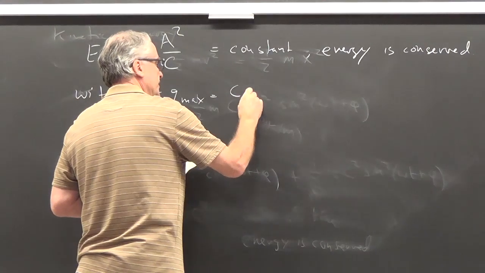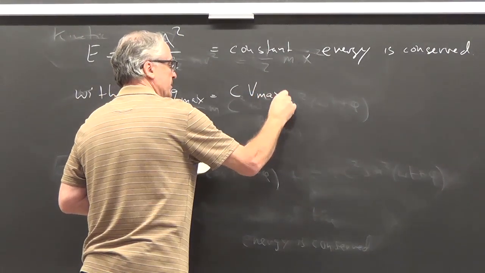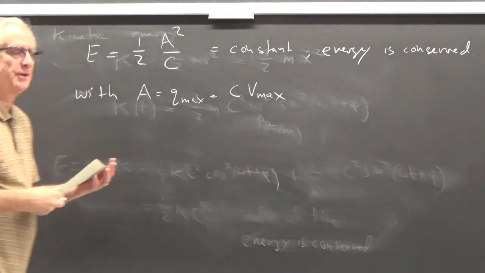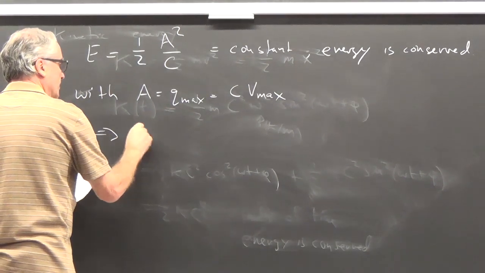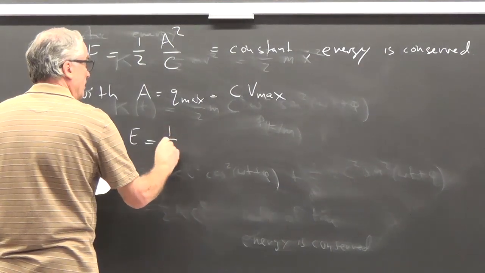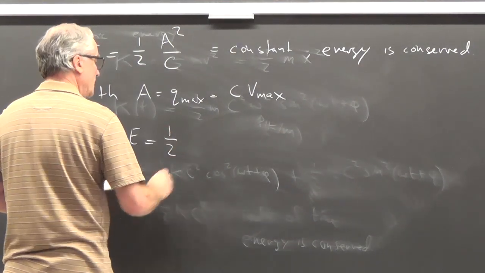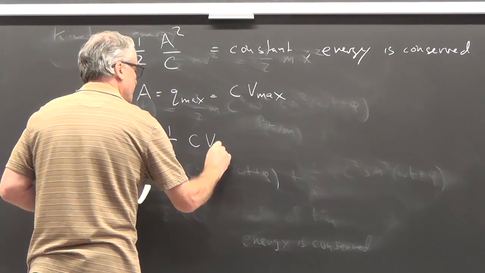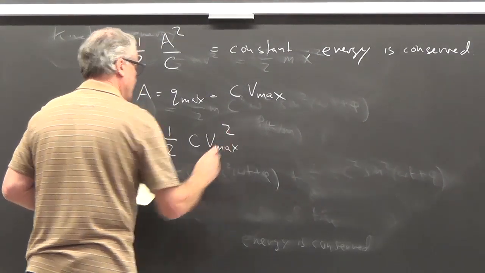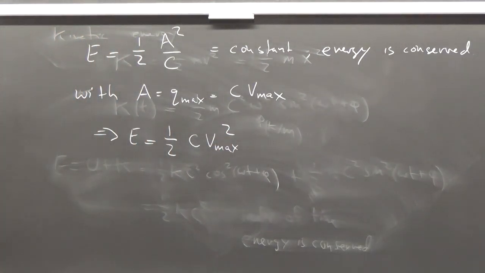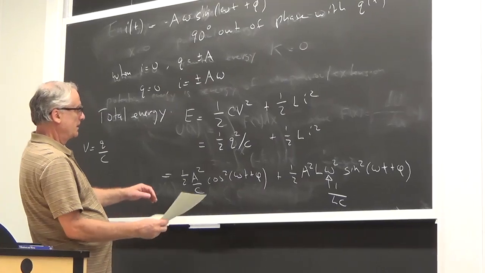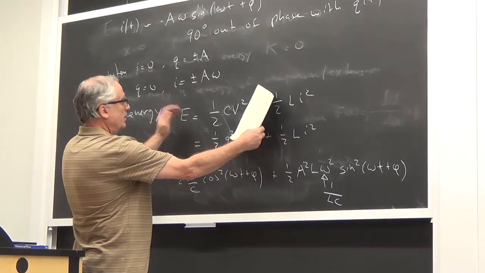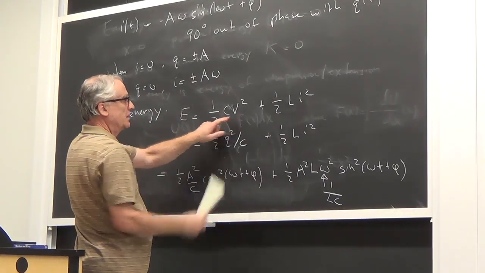So, to complete the story and make it a little more familiar, with A equals Q max, which is just C times V max, the maximum voltage that the circuit gets across it, we see that E is equal to 1/2 C times V max squared. So that's just this piece when V is equal to V max.